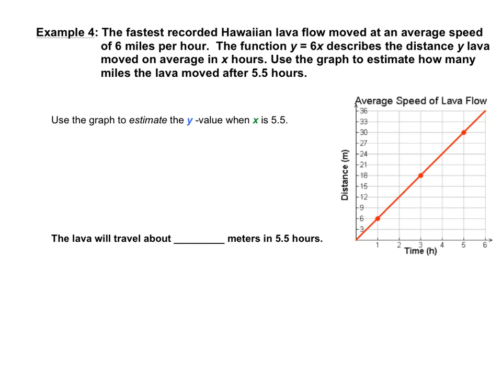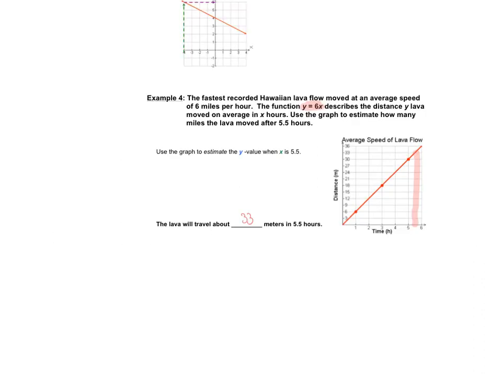Okay, so we're given a function y equals 6x in this problem. Describe the distance the lava moved on average in x hours is what it represents. Use the graph to estimate how many miles the lava moved after 5.5 hours. So after 5.5 hours, we're talking about somewhere around here, so maybe 33 miles. Sorry, I just realized it's meters, not miles. Well, the word problem says miles, so I suppose the answer should say miles as well. So it's 33 miles in 5.5 hours.